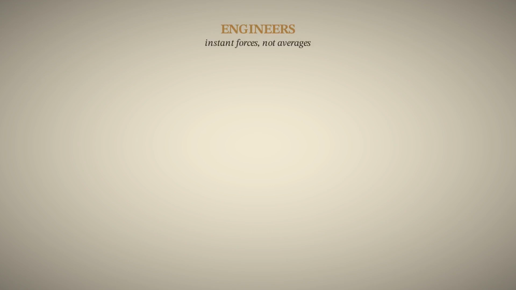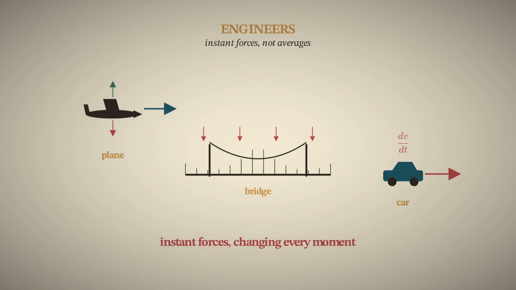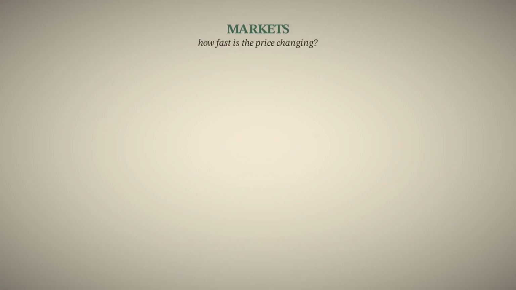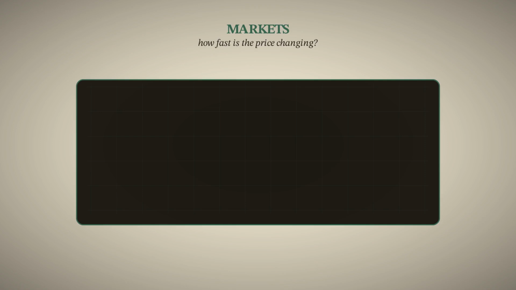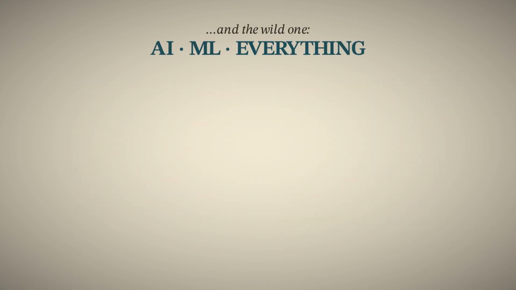Engineers use derivatives to design every plane, every bridge, every car. They need to know how fast forces are changing, not just averages, exact, instant forces. Money people use derivatives to predict markets. How fast is a stock price changing right now? That's a derivative. And here's the wild one.